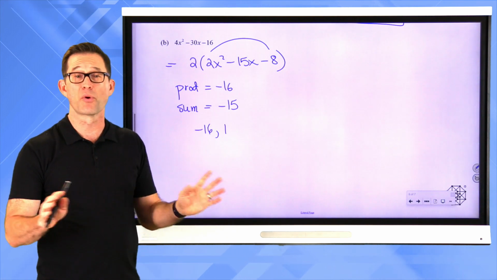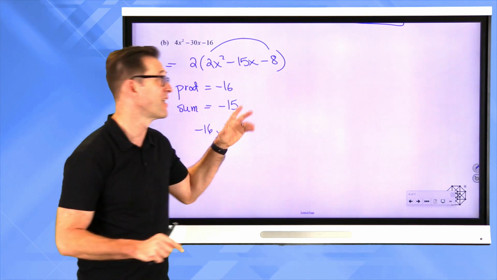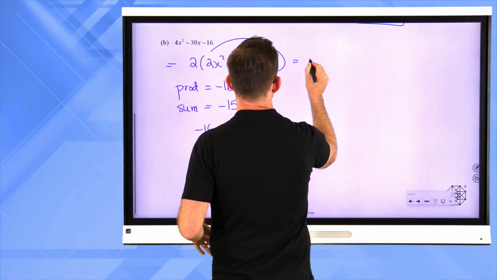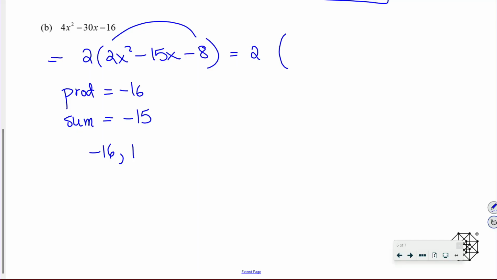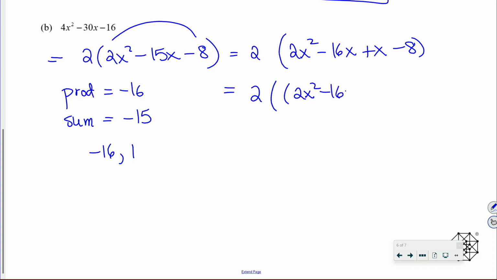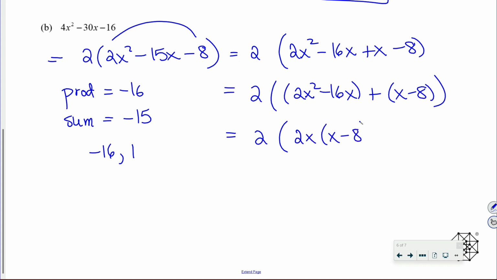Now it becomes our parentheses nightmare, especially if you kind of carry that 2 all the way along. So I'm going to say 2 times 2x squared minus 16x plus x minus 8. All right, that's going to be then grouping 2x squared minus 16x plus x minus 8. From this first set of parentheses, I can pull out a 2x. That'll leave me with x minus 8.